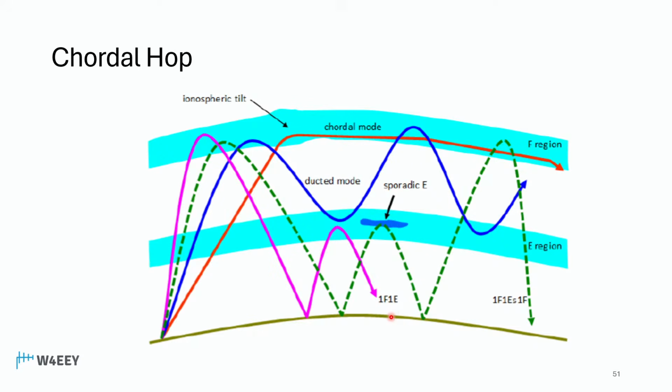Somebody described it that way. This green dashed one goes to F, to the ground, to E, to the ground, back up to the F, and then back down again. So there's all different ways that a signal can propagate through the ionosphere.